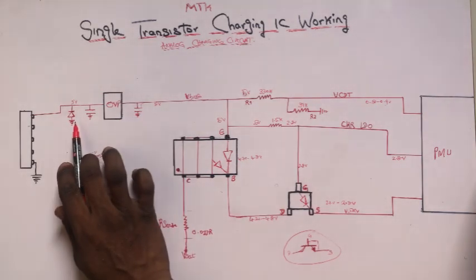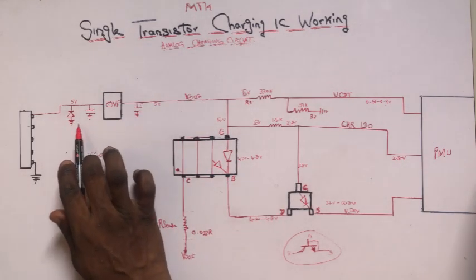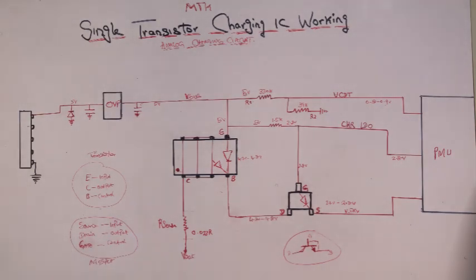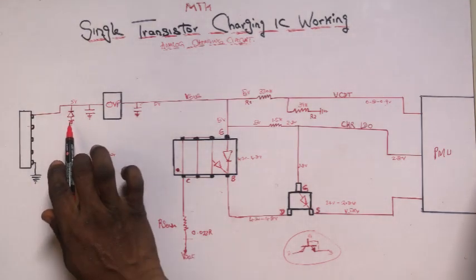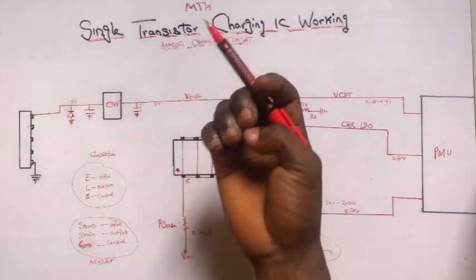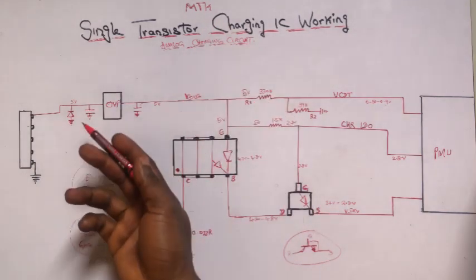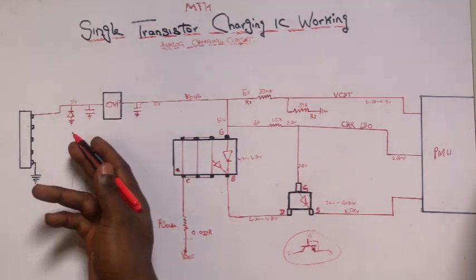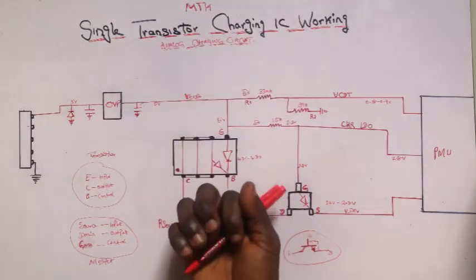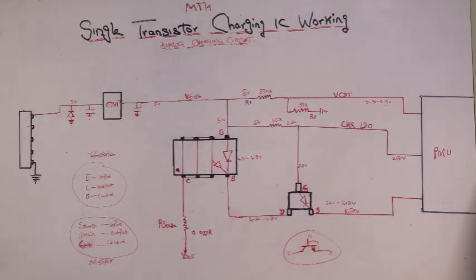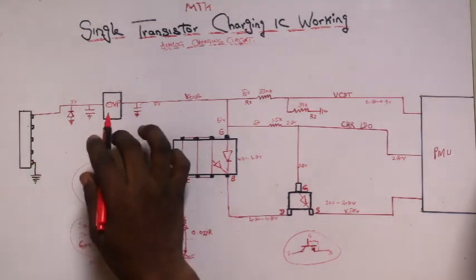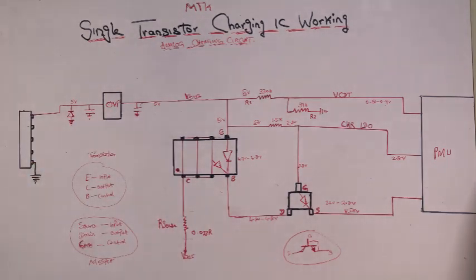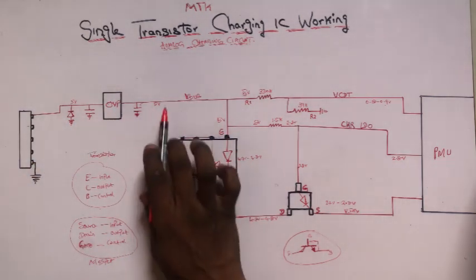Now this diode is connected in reverse bias. So this diode also acts as a protective component. It protects if more than 5 volts comes in before it even gets to this OVP. This diode will channel that voltage to ground. So in a situation where it passes this diode, it will not pass the OVP. Now this is our V-bus, so you also get 5 volts here.